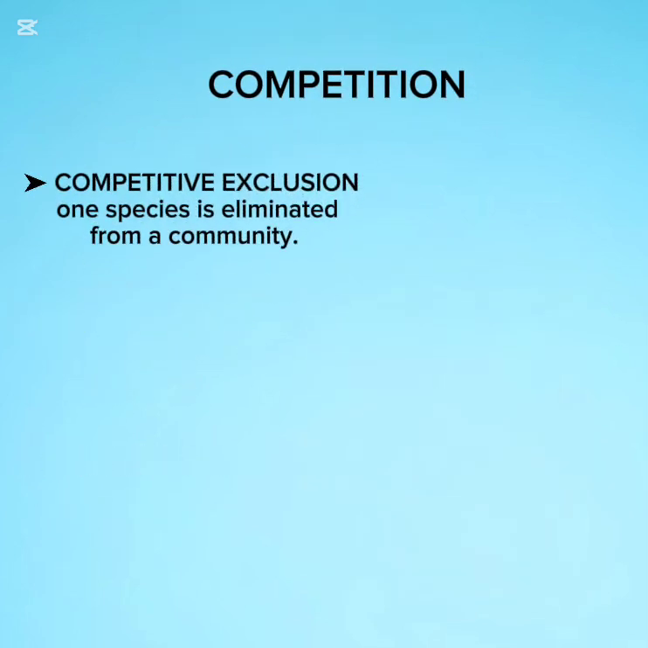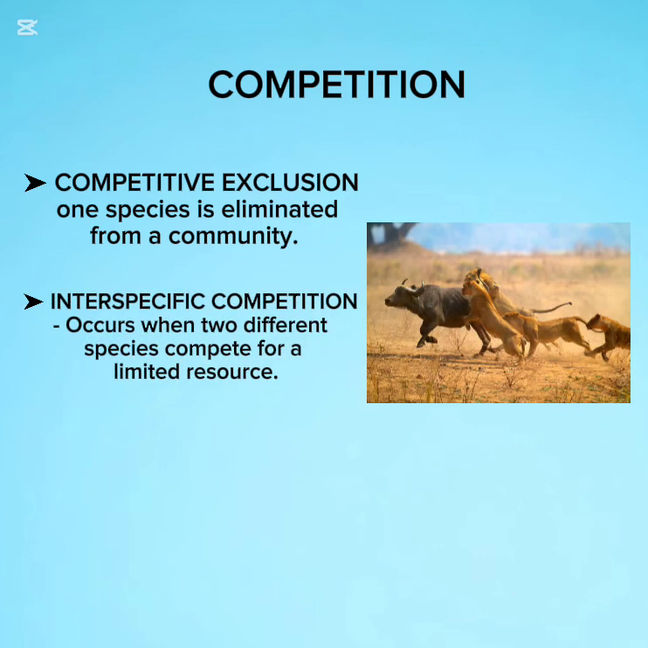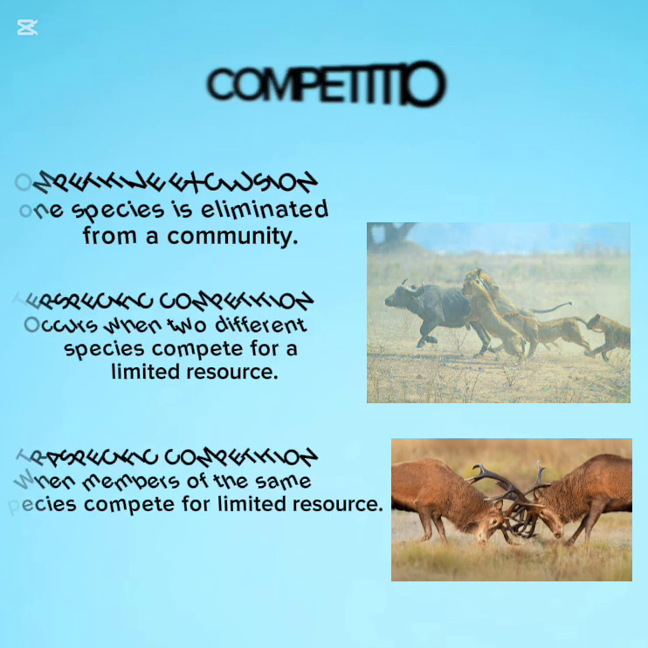Competitive exclusion is a principle in ecology stating that 2 species competing for the same limited resources cannot coexist indefinitely. Eventually, one species will outcompete the other, leading to either the extinction or migration of the least competitive species. Interspecific competition occurs when 2 different species compete for a limited resource. Intraspecific competition is when members of the same species compete for a limited resource.